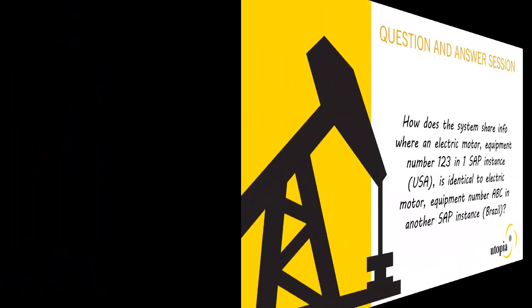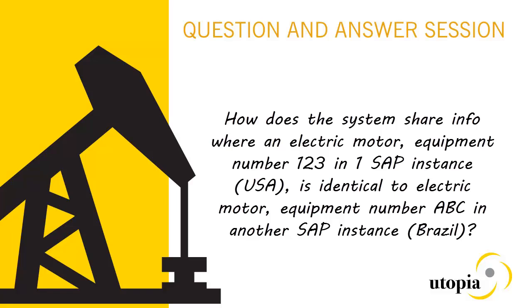The next question is, how does the system share information where an electric motor equipment number 123 in one SAP instance in the USA is identical to electric motor equipment number ABC in another SAP instance in Brazil? MDG makes use of two topics very much along the same lines, key mapping and value mapping. And so absolutely, it's a very good question.